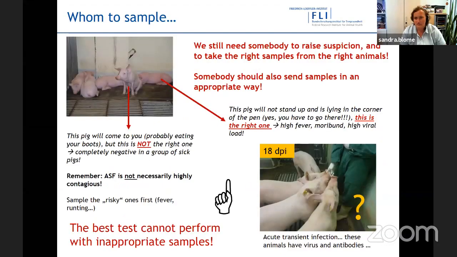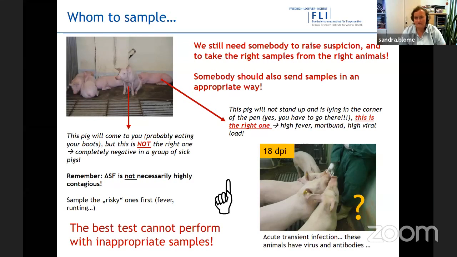So one of the crucial things, and also one of our challenges, is whom to sample. We definitely need somebody to raise suspicion and to take the right samples from the right animal at the right time. And of course, somebody should also send the sample in an appropriate way. Sometimes I receive samples that are in various stages of decay. This is not a very nice sample. Some tests will still work, but there are others that won't.